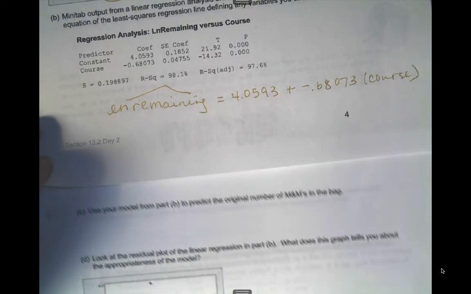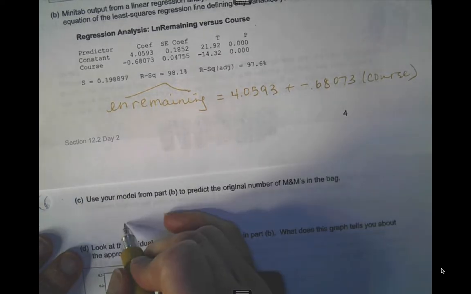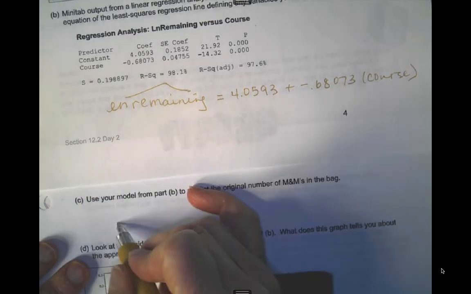Then it asked me to use it to predict the original number of M&Ms in the bag. So the original number of M&Ms in the bag is going to be when I'm at course 0.